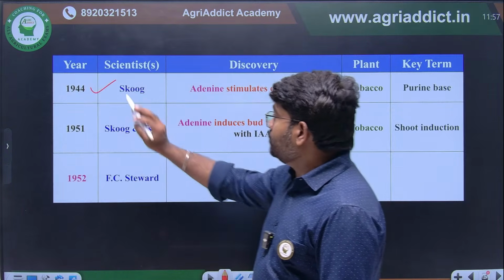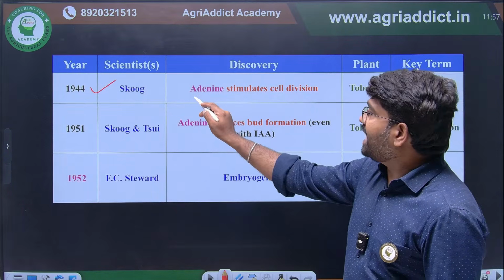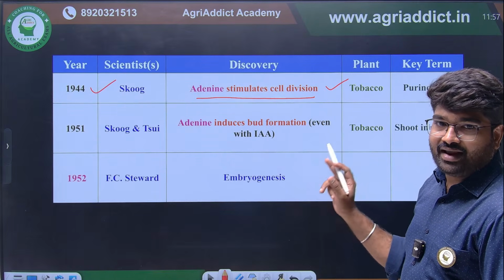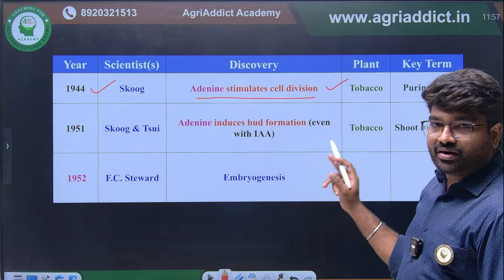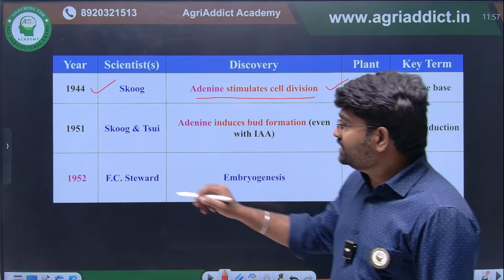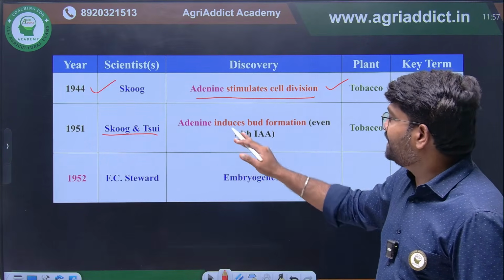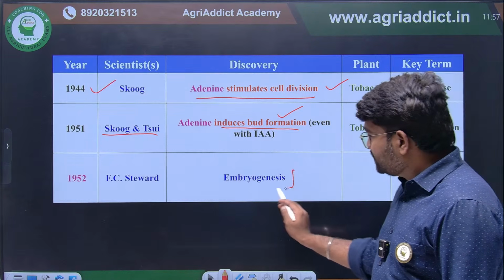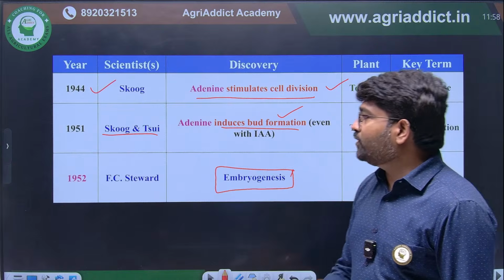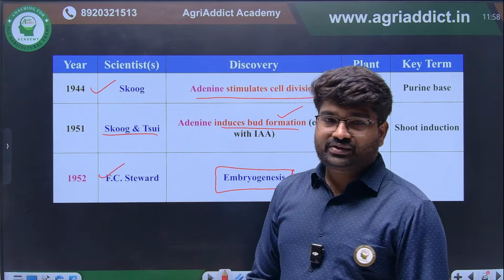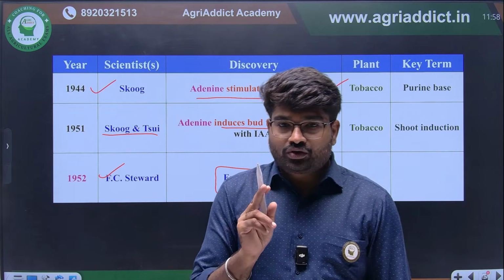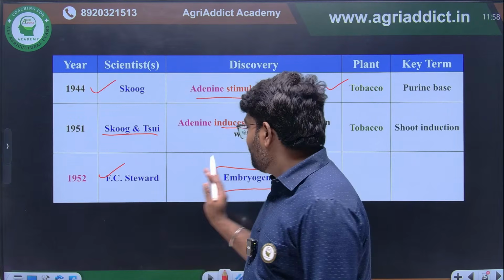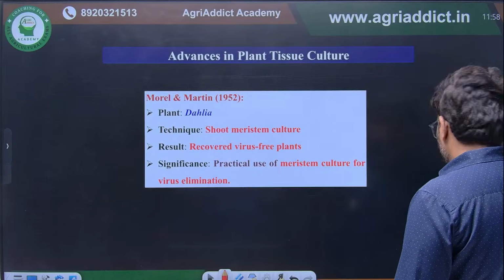Skoog discovered that adenine stimulates cell division. Skoog discovered adenine is important for cell division. Skoog and Tsui discovered adenine induces bud formation. Then most important thing, the term embryogenesis was given by F.C. Steward. This is a most important objective question. Steward gave the name embryogenesis.